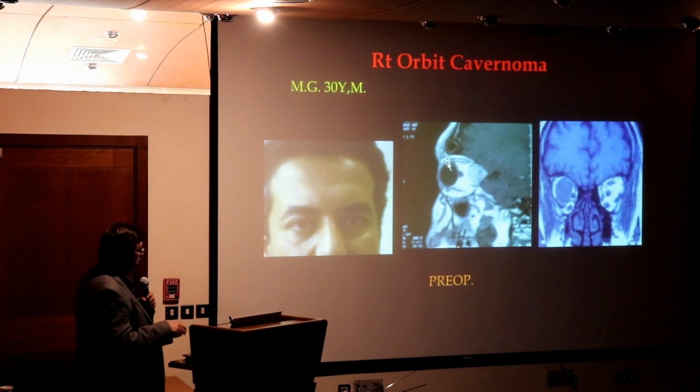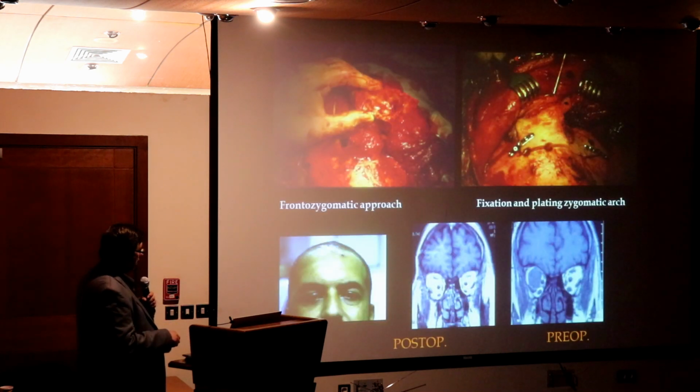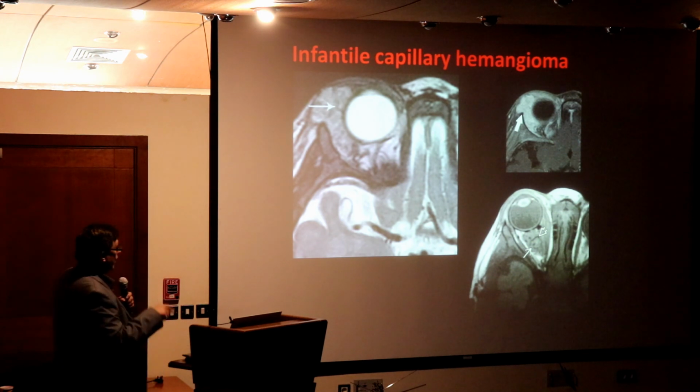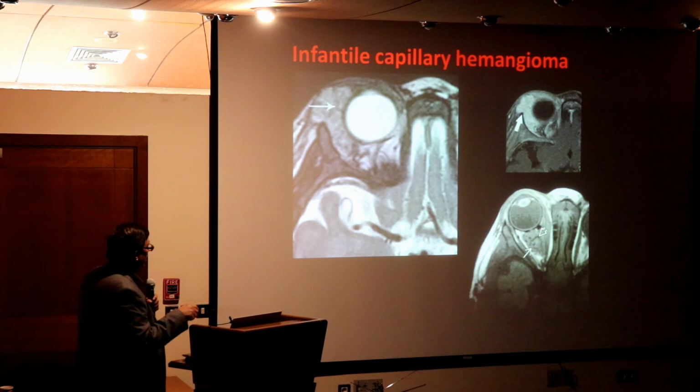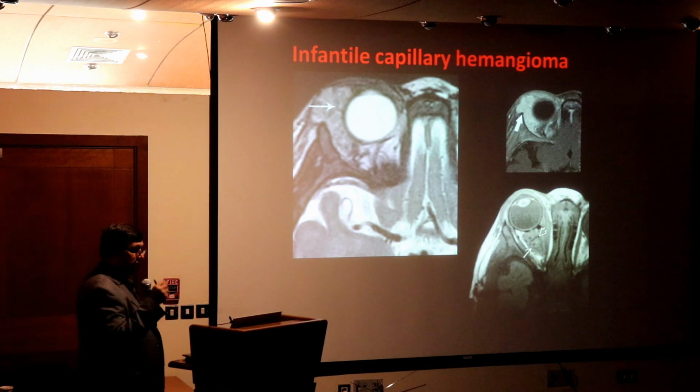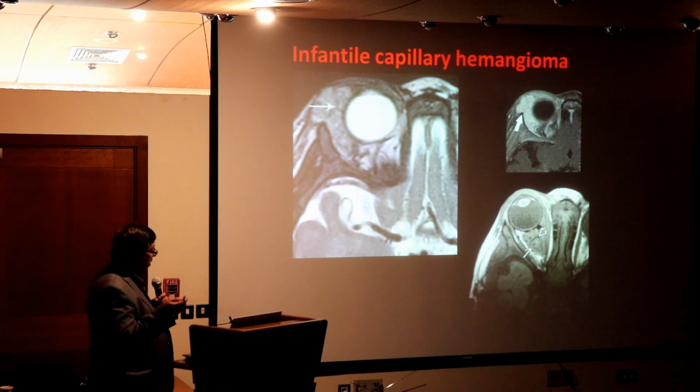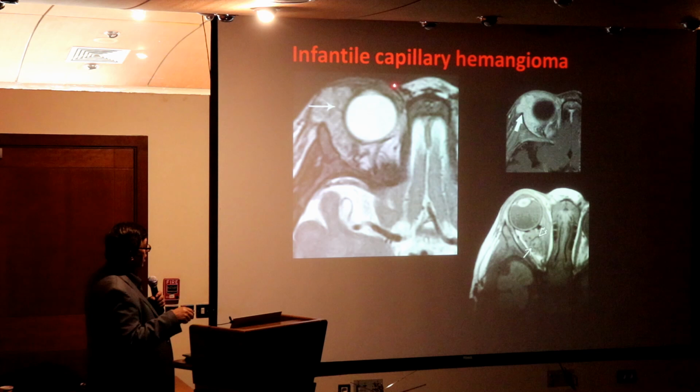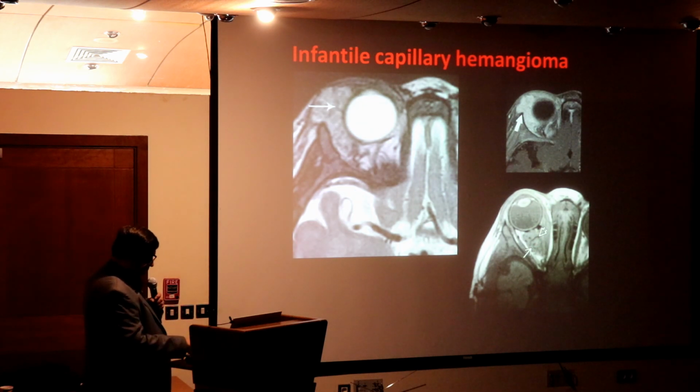Another patient of mine with the right orbit cavernoma before surgery, and we used the frontozygomatic approach, superior approach, and this is the post-operative. Because it's extending up, I'd like to come here in the roof of the orbit. In infants, sometimes we call it infantile capillary hemangioma to give it some peculiarity, that it is cavernous hemangioma, but its name is infantile capillary hemangioma. Again, this is not my cases, this is from Osborne and Osborne.